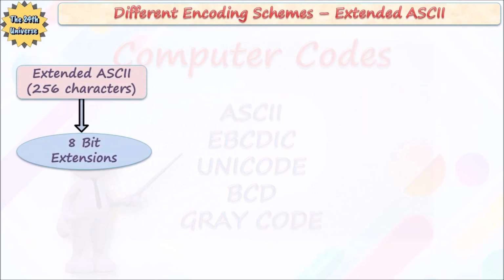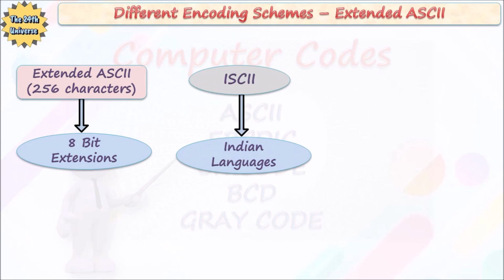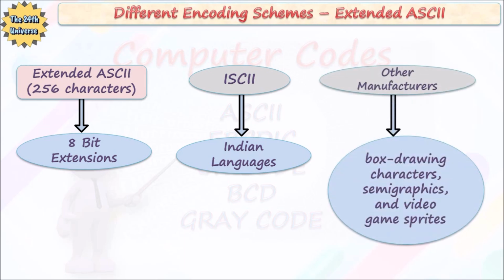Extended ASCII can represent 256 characters, which include special characters as well as characters from other languages. For some countries, 8-bit extensions of ASCII were developed that included support for characters used in local languages. For example, the Indian Standard Code for Information Interchange for India, that is ISCII. Even some of the manufacturers developed their own 8-bit extensions of ASCII to include additional characters such as box drawing characters, semi-graphics, and video game sprites, where additional language was not needed.